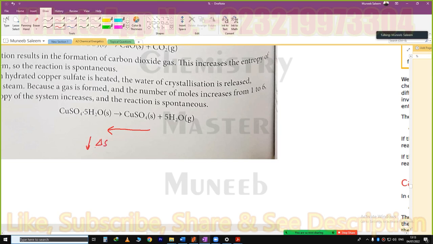Is that so? So this means it is the negative entropy, and it means greater order. Greater order.